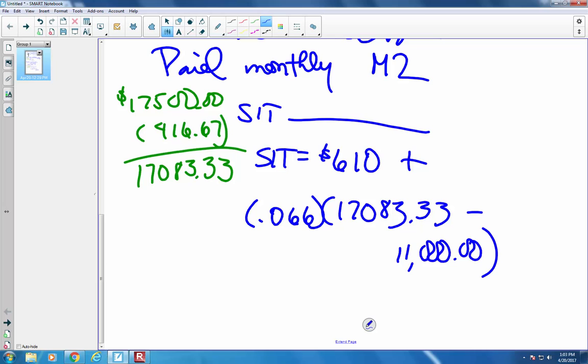So I'm just taking what they told us and putting it in an algebraic formula: $610 plus 6.6% of the excess over 11 grand. Yep. Equals times 0.066, plus 610, equals $1,011.50.